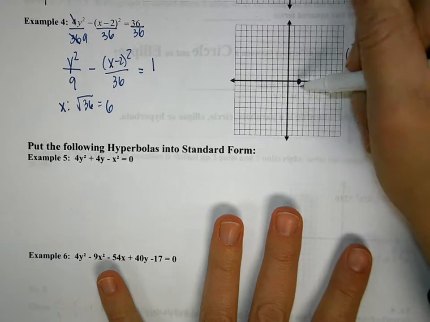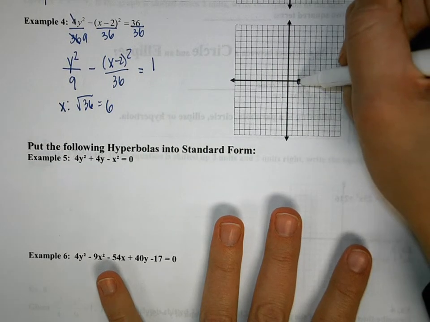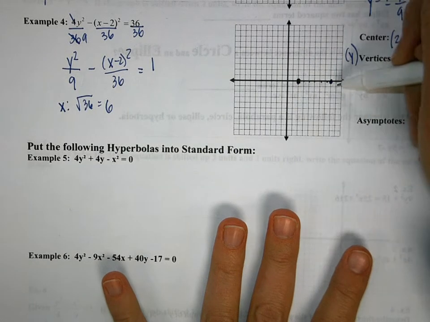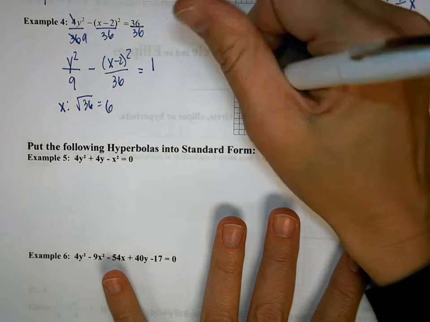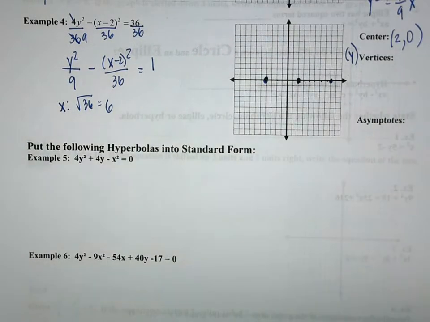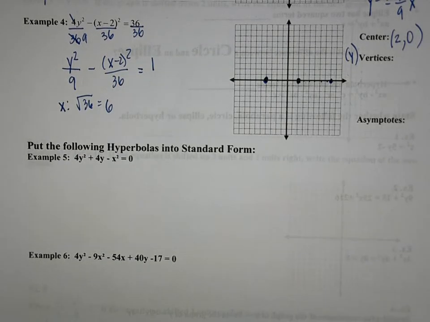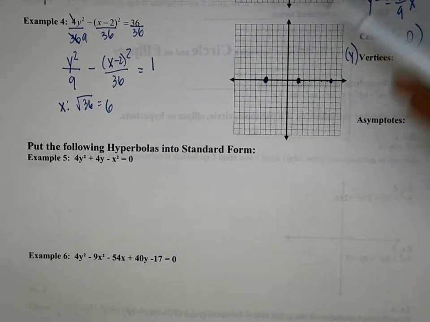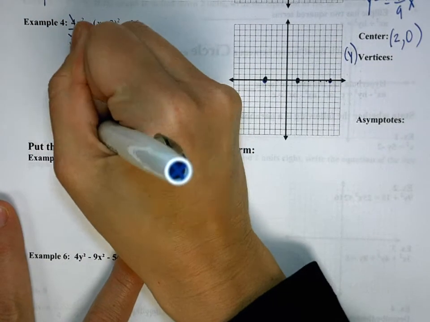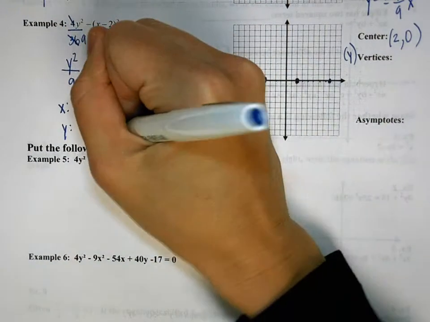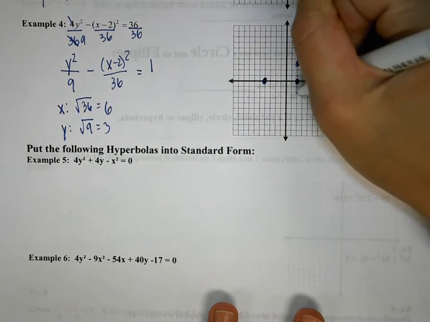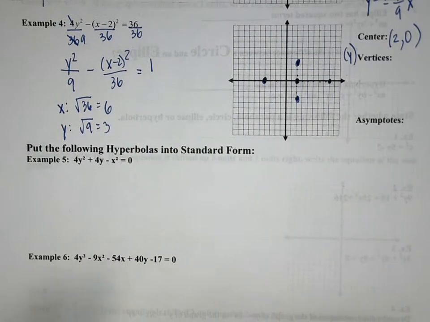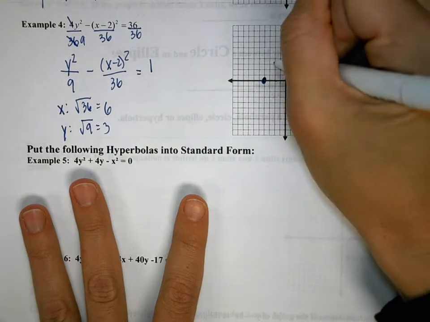We're not in the center this time. Our center is at 2, 0, not 0, 0. So from your center, you're going right 6, and then we're going left 6. My y, we take the square root of 9, which is 3. So again, from my center now, I'm going up and down 3. Now what will I do? Make a rectangle. Okay, go ahead and make that box around it.